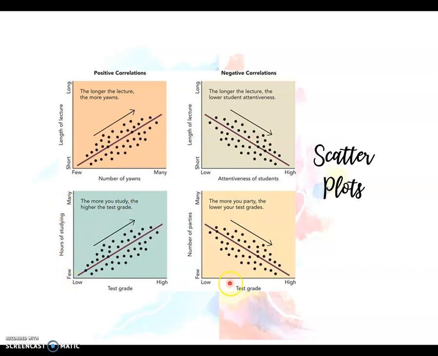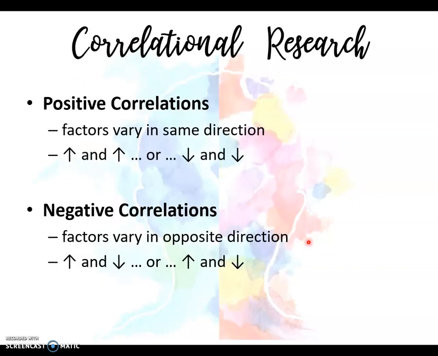Hours of studying and test grade. You guys should know the more you study, the more you practice something, the better you'll do. The number of parties versus test grade. If you go to 20 parties and you don't study, you're probably not going to do so well. Correlational research, again, goes in positive or negative directions. With positive correlations, they go in the same direction, and in negative correlations, they go in opposite directions.